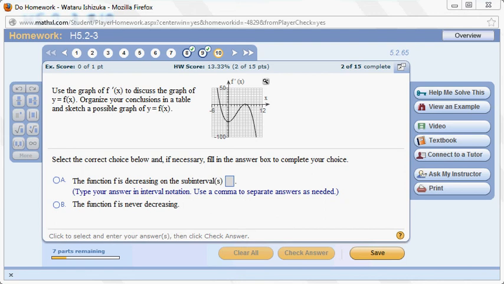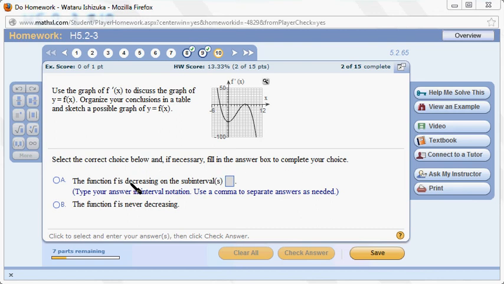Okay, let's look at the homework 5.2, 5.3, number 10, right? So we have the graph of f prime. So this is the derivative, right? Then we want to discuss the graph of the original function, right? So let's do that. All right, so select the correct answer below.